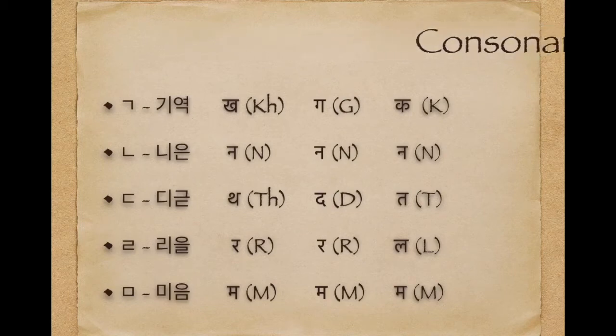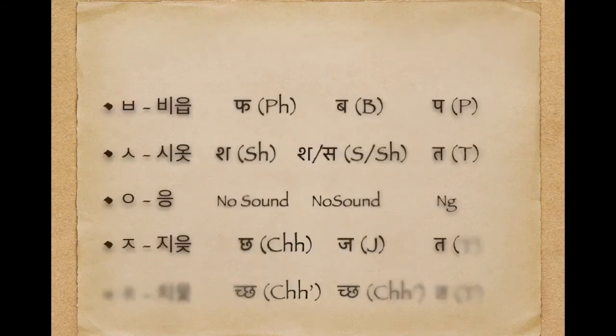Now let's come to the next alphabet. It is phup, and when phup appears in the beginning, it is pronounced as ph. When it appears in the middle, the pronunciation will be b, ba. And when it appears as a past chain, the pronunciation will become p.